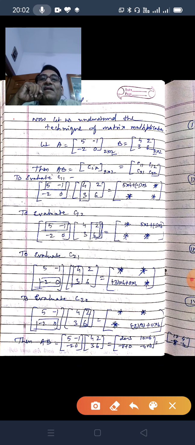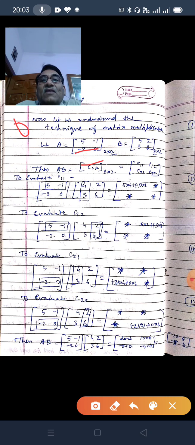Now let us understand how to multiply two matrices. Suppose matrix A is 5, minus 1, and minus 2, 0. Its order is 2 cross 2, and matrix B is 4, 2, 3, 0, which is also of order 2 cross 2. Then AB is equivalent to Cik, whose order is also 2 cross 2, with entries C11, C12, C21, C22.